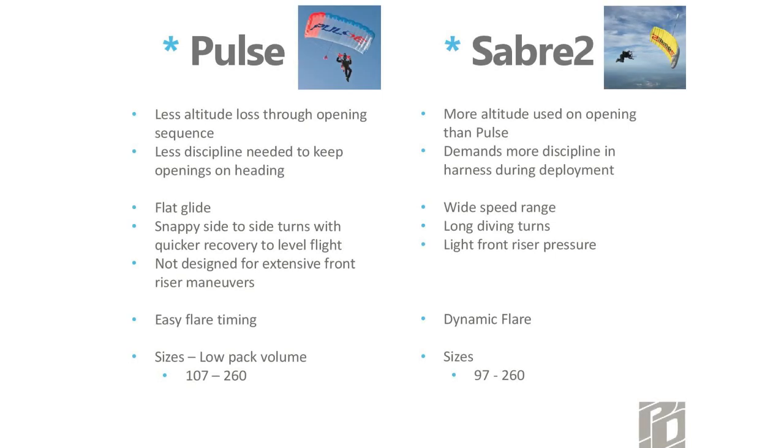So that's kind of an example of how you can look at two canopies that, if you just say, well, I'm looking for a 9-cell that's semi-elliptical, those are two parachutes that are 9-cell semi-elliptical. And if that's the only criteria you put on a wing selection, then if you pick the incorrect one for who you are as a user, you're probably going to be disappointed. So putting the time into researching the different options that are out there and looking at who you are and what you want is important.